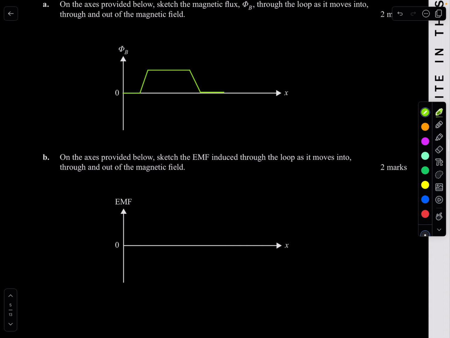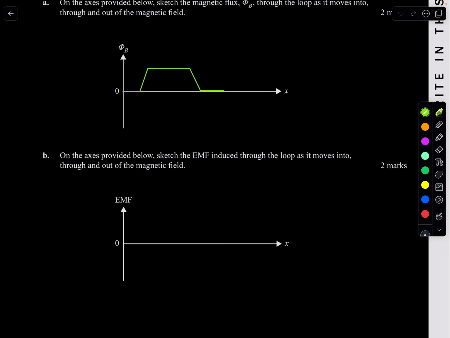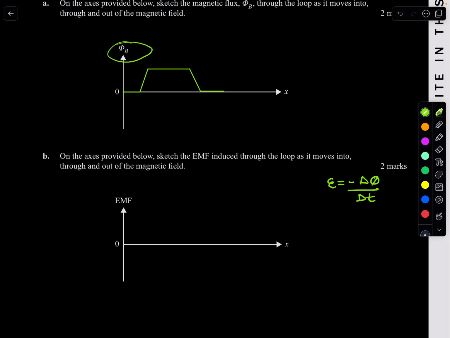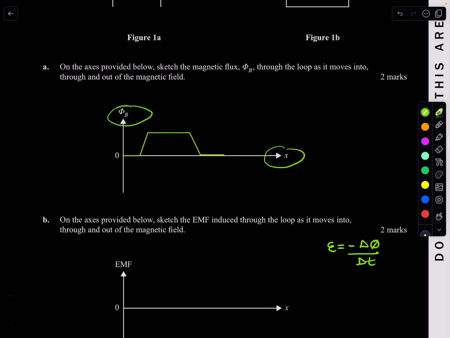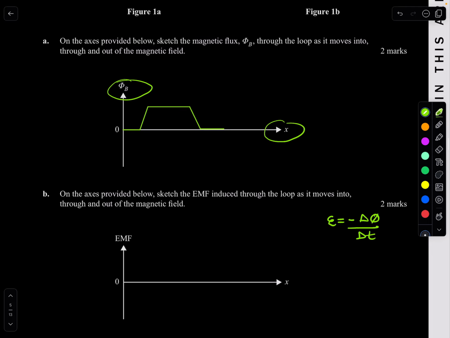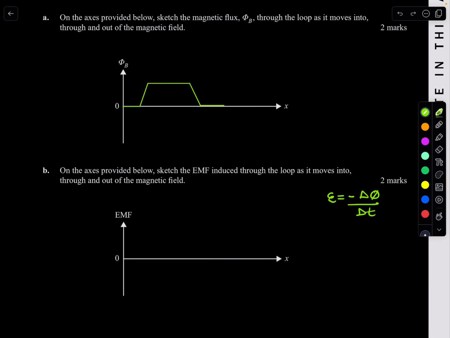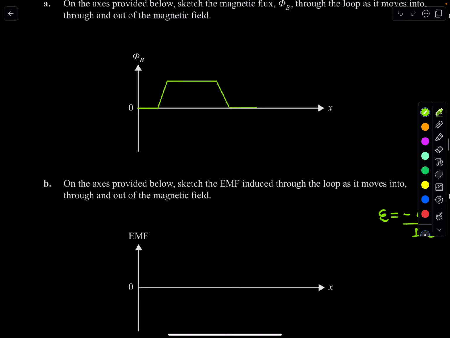And yeah, easy. On the axis provided below, sketch the EMF induced through the loop as it moves into, through, and out of the magnetic field. Easy. To do that, guess what it is? It's just looking at this over here and using the formula negative n change in flux over change in time. We don't care about n because we're just looking at the relationship. This change is actually the derivative. If you derive this with respect to position, it's all about looking at the slope of your magnetic flux.